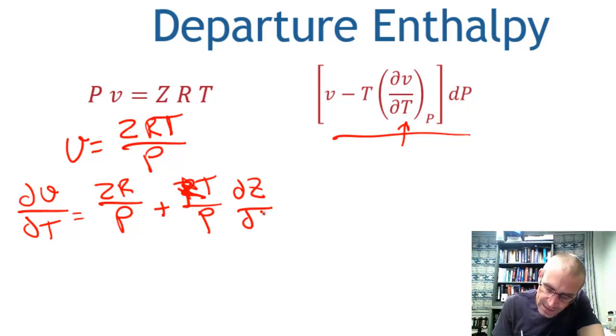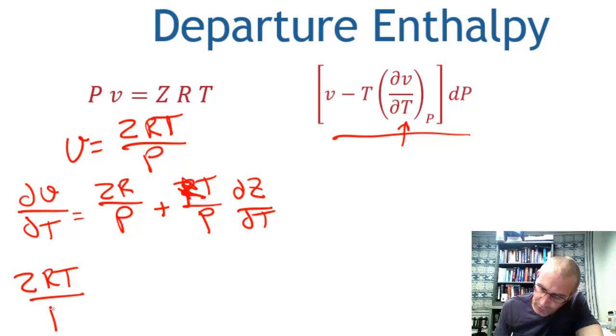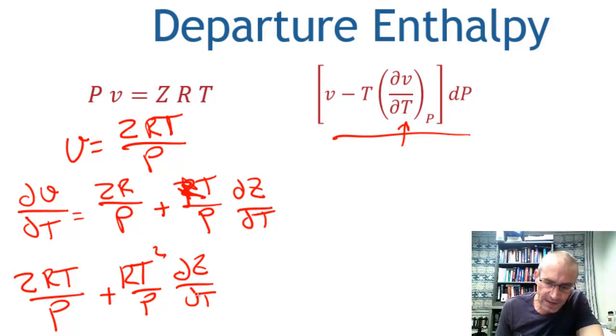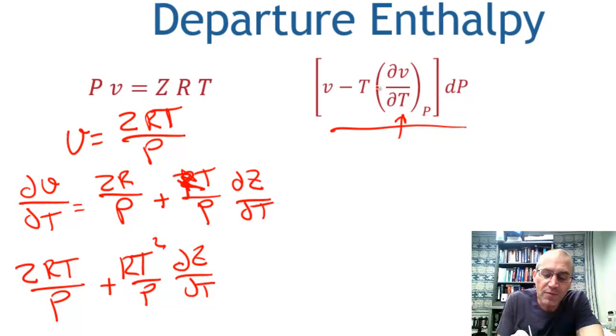Because I need to go ahead and do the derivative of both. And so that right there, this is at a constant pressure, is my partial derivative. So now I want to multiply that by T. So now I've got VRT over P plus T squared over P, and I've got an R there as well, and then dZ/dT. And now I've got V minus that.